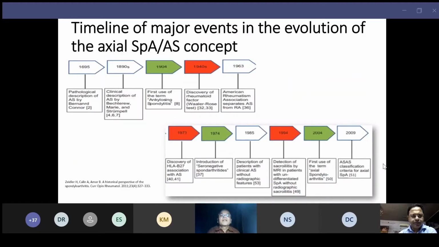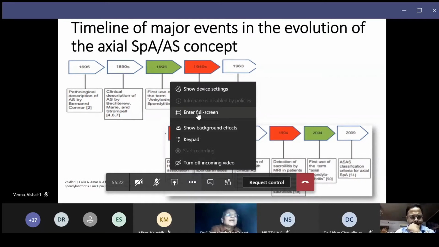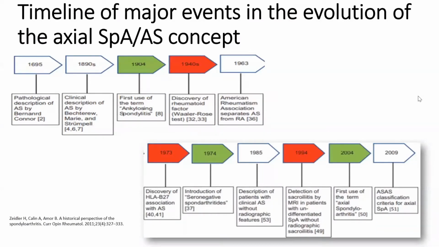Next slide, please. Then you come down to the various timelines and the major events in the evolution of axial SpA. It's a very complicated one, but it just says that it started in 1695, then in 1890, then in 1904, then in 1940, then in 1963, the American Rheumatism Association separates AS from rheumatoid. Then 1973, discovery of HLA-B27. 1974, seronegative arthritis introduction. 1985, 1994, 2004, 2009, and it goes to 2016, 2017. I'll end up in the grave and still more criteria will come, and the previous criteria will meet me in my grave. Next slide, please.